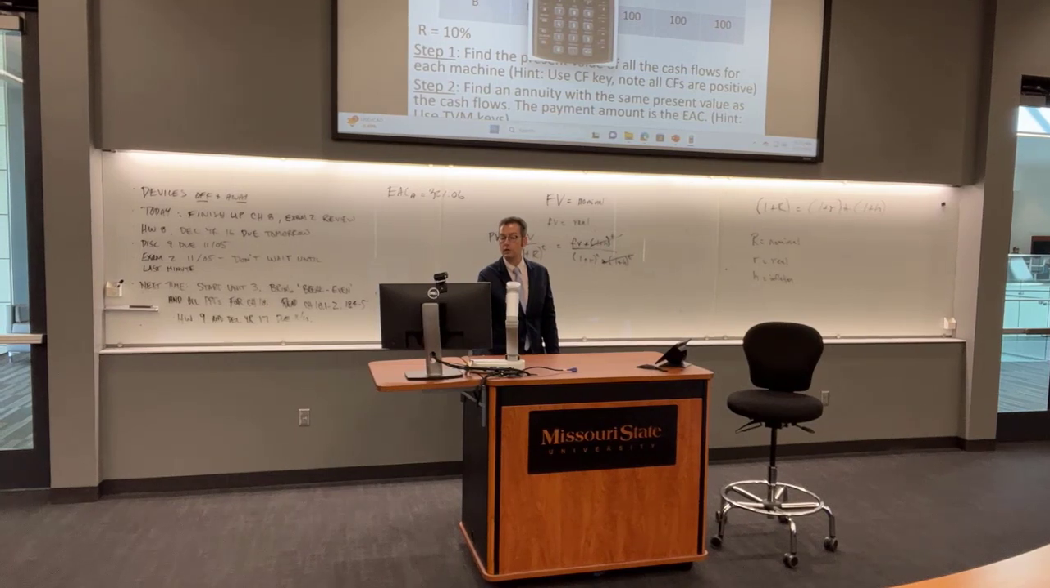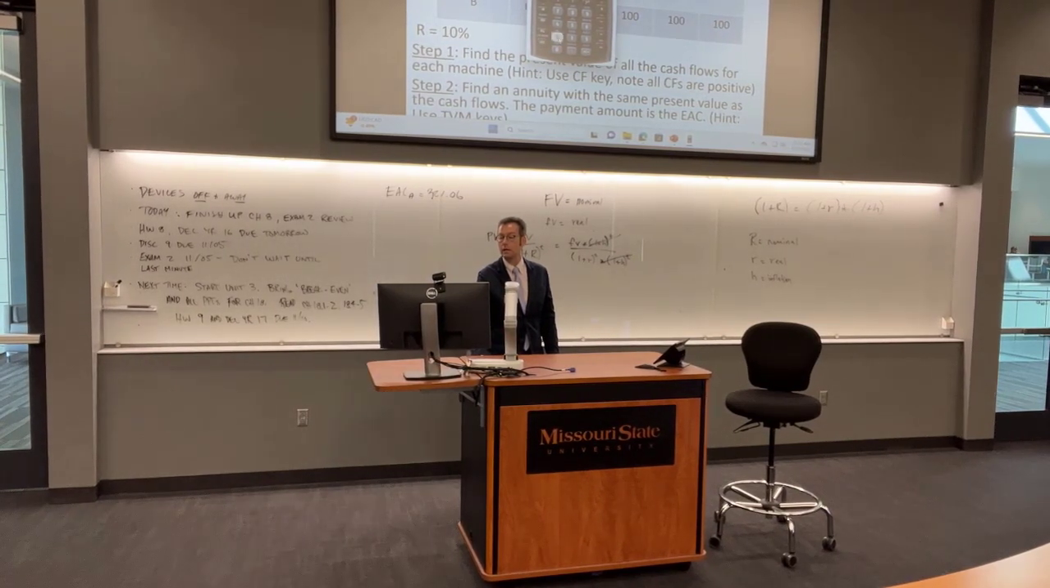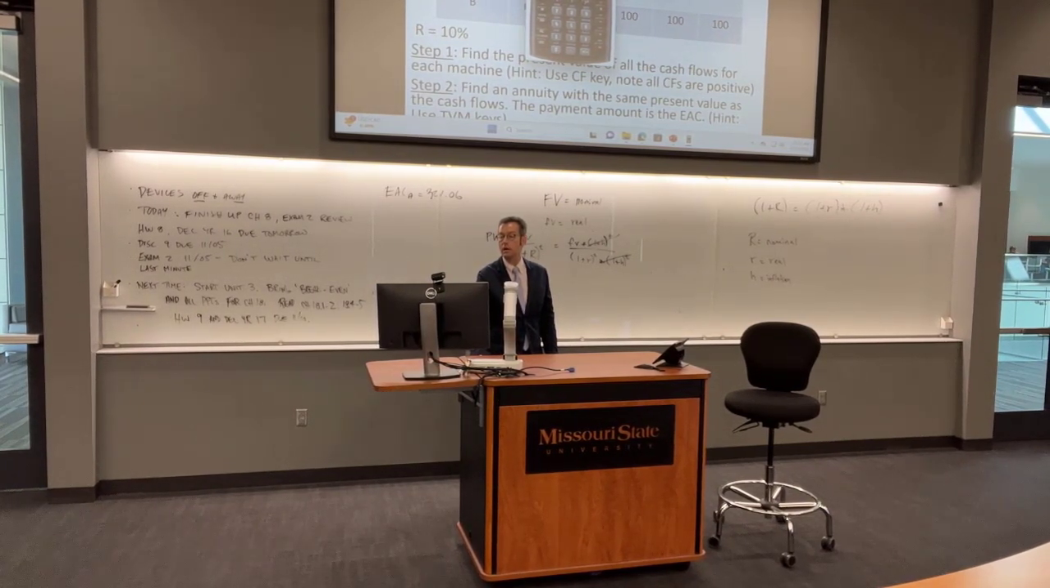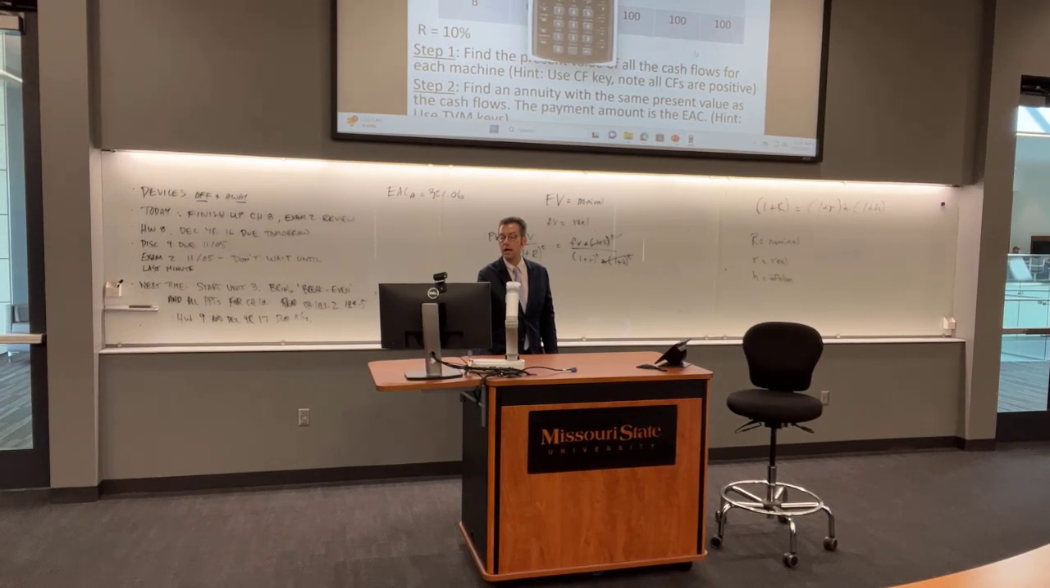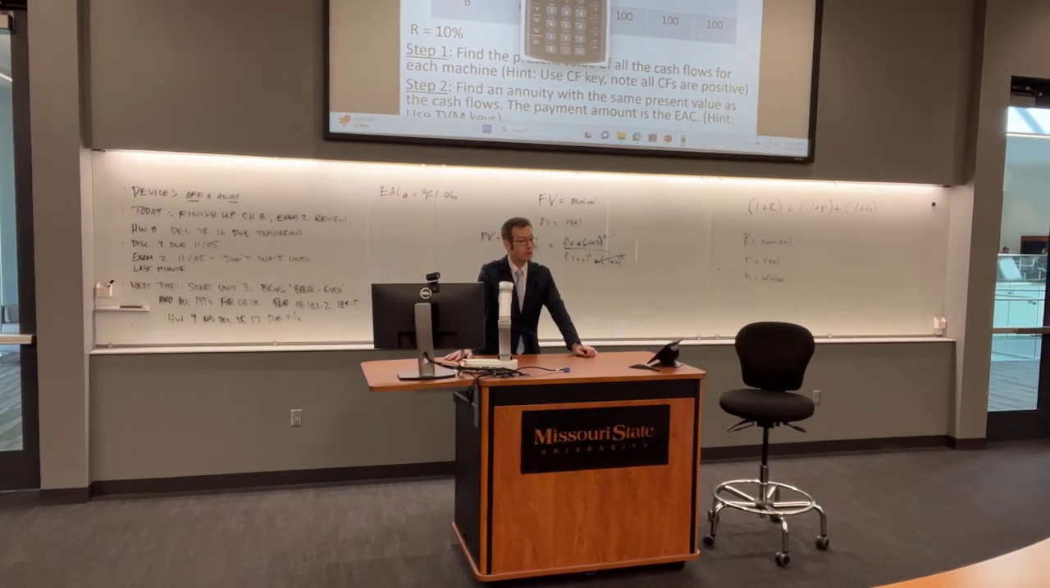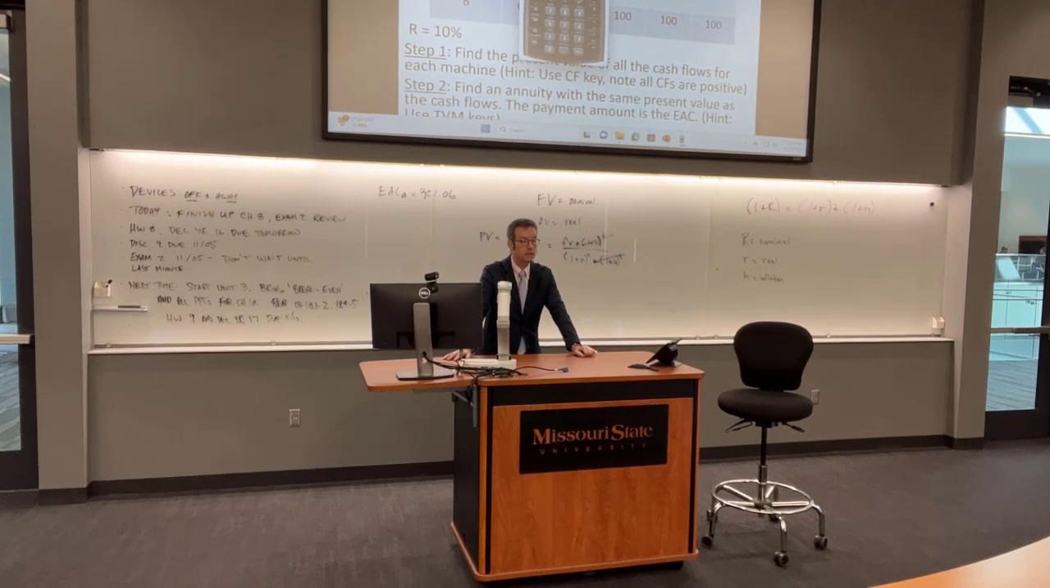What button do I hit next? NPV. And what do I put in for I? 10. Enter. Arrow down. Compute. I'm getting $916.99. If you're not getting the same numbers, please let me know.